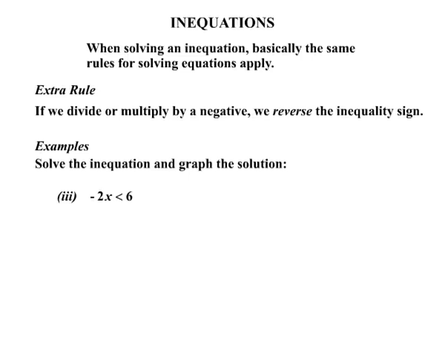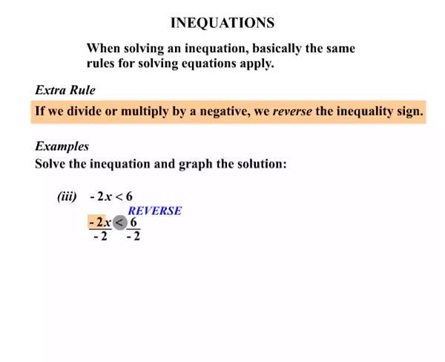Some further examples now. Negative 2x less than 6. Let's write that down because I'm going to show you there's some cancelling out required here with a bit of a change. There's our x term at the moment. It's being multiplied by negative 2. So we need to get rid of that by dividing by negative 2. And what you do to one side, we must also do to the other side. Now this is where the extra rule kicks in. If we divide or multiply by a negative, we reverse the inequality sign. And that's what we've done. We've divided by negative 2. So that inequality sign, we need to reverse.